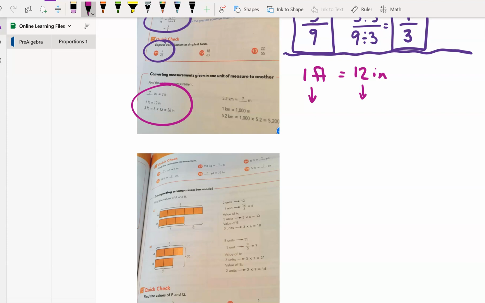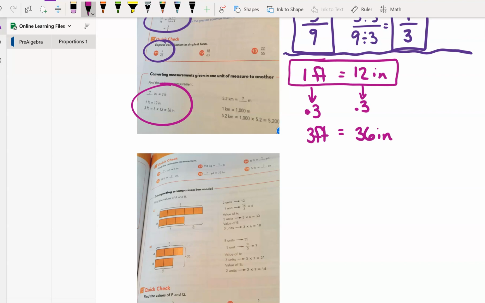That if you took 1 foot and multiplied it, I'm going to use the dot for multiplication, multiplied it by 3, so times 3 to get 3 feet, then you would also multiply your 12 times 3 and get 36 inches. Okay, so it's important to know this part first, I think, before you launch into conversions.